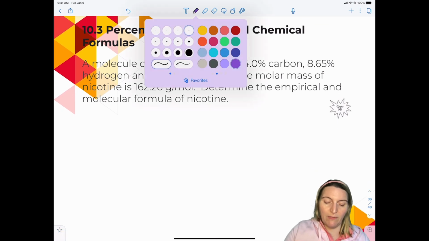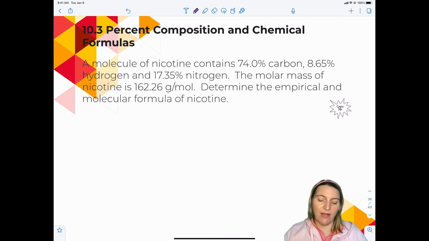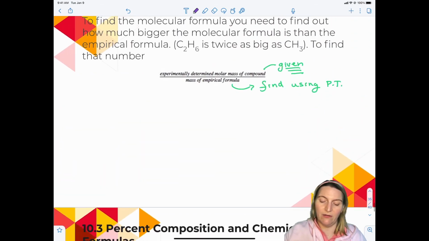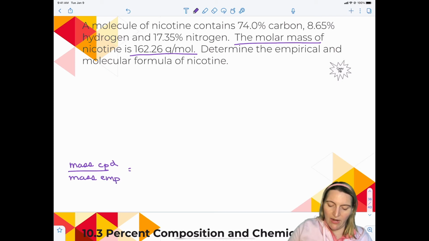So this is the chemical formula of nicotine. It contains 74% carbon, 8.65% hydrogen, and 17.35% nitrogen. Here is the molar mass of the actual formula. So this is going to be on the top. I need to divide it by the molar mass of the empirical, and that will give me the ratio that I multiply everything by, right? So if I think of using this formula right here, the mass of the compound over the mass of the empirical is how I'm going to end this problem.